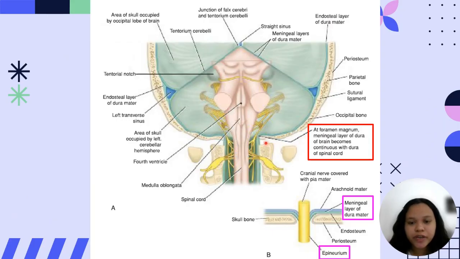As mentioned, you can see here that at the foramen magnum, the meningeal layer of the dura mater of the brain becomes continuous with the dura mater of the spinal cord. And here in this figure, the meningeal layer of the dura mater forms a tubular sheet, or it fuses with the epineurium of the peripheral nerves.